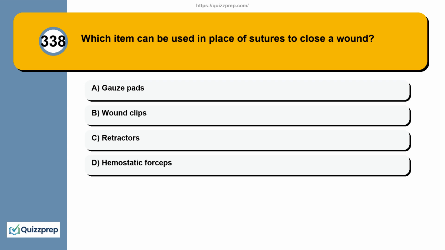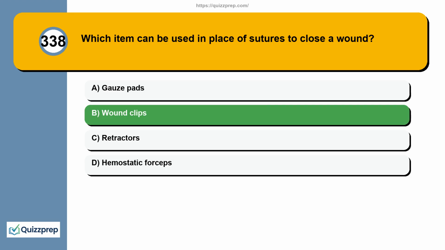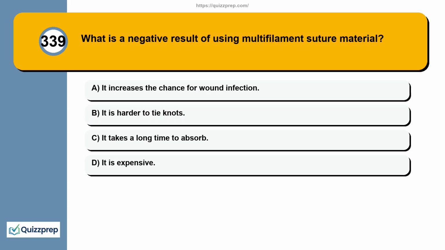Option A. Gauze pads. Option B. Wound clips. Option C. Retractors. Option D. Hemostatic forceps. The correct answer is option B. Wound clips.